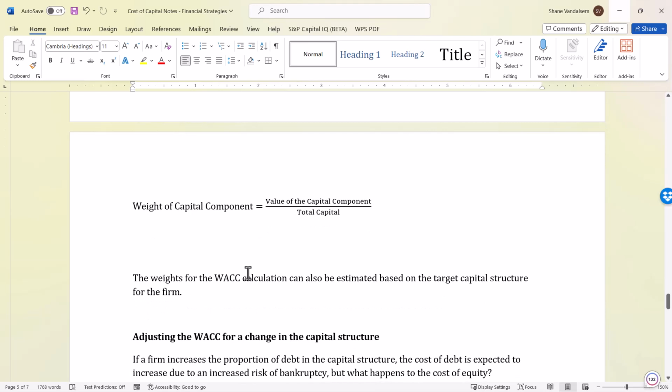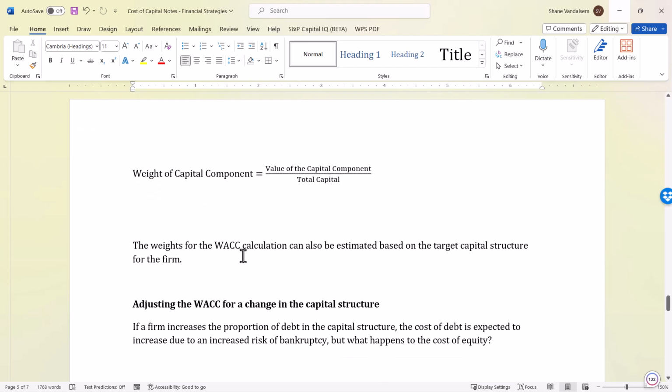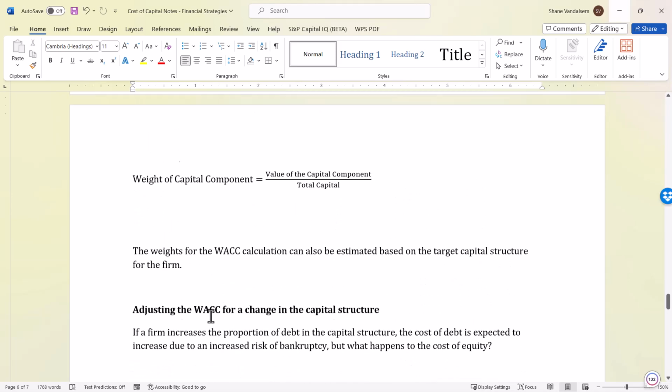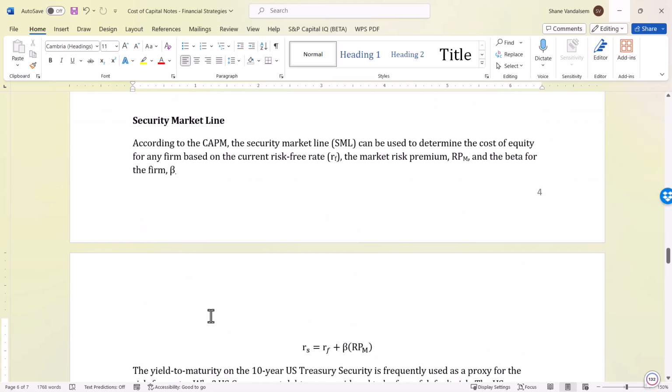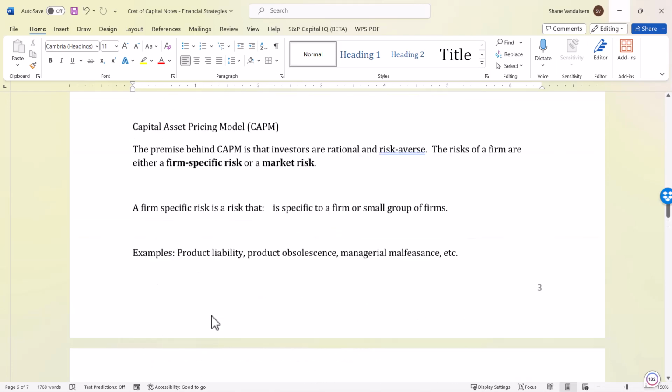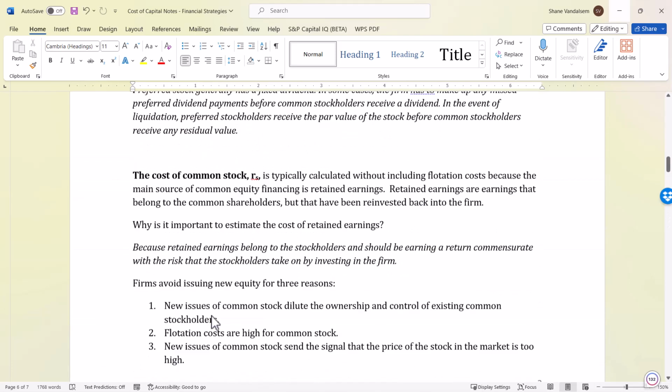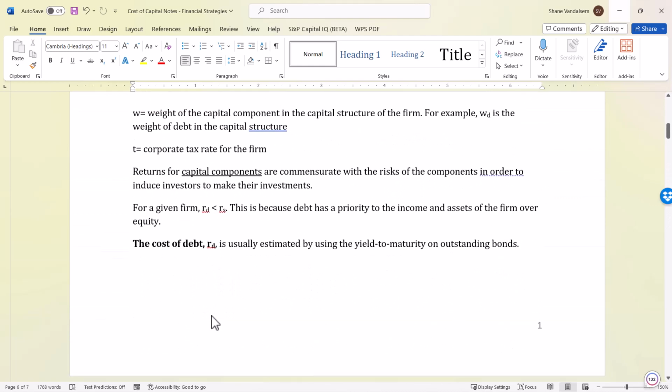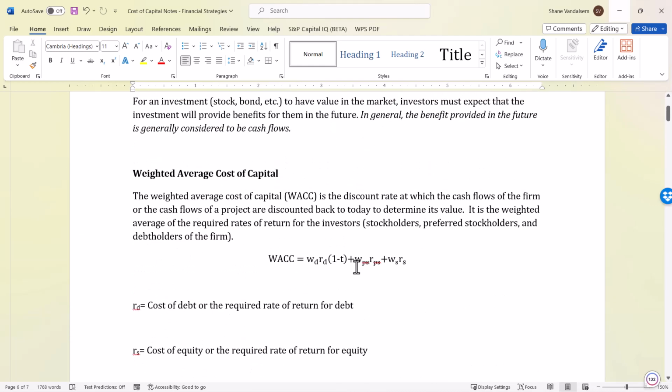The weights for the weighted average cost of capital can also be estimated based on the target capital structure for the firm. So now I'm going to go back to the spreadsheet. I'm scrolling up here to take you all the way back to that weighted average cost of capital equation, because now we're going to apply that equation right here to calculating the weighted average cost of capital for Caterpillar.